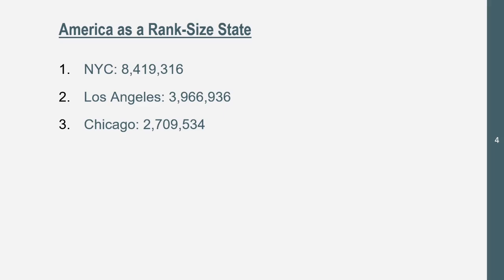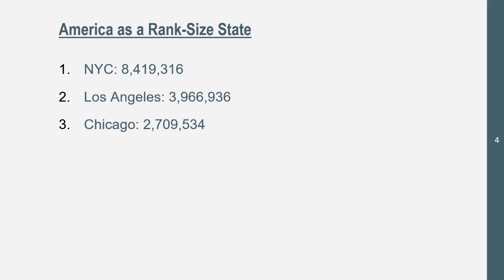Let's look at America as a rank size state. Now, not all countries are going to follow this, only certain ones are. The largest city in terms of population in America is New York City, with a population of about 8 million. The second one is Los Angeles, with a population of about 4 million. So here we see half of the largest city is 4 million. The second largest city is 4 million, rounded. So yeah, this follows it.